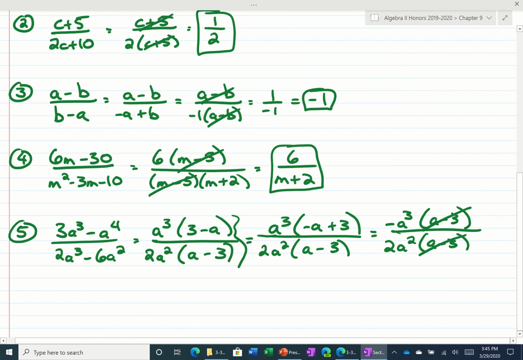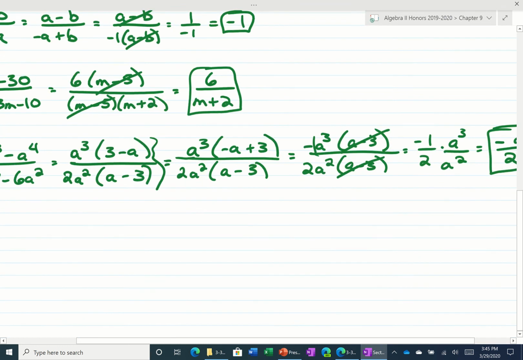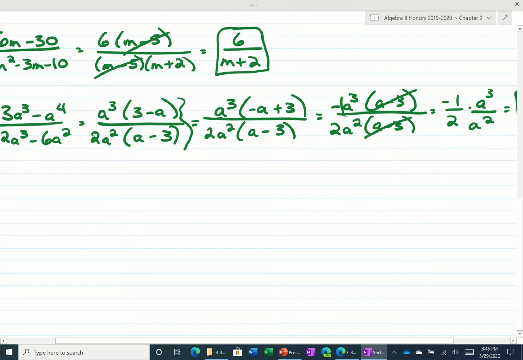So we just really factored. That's the main idea. We keep going back to that. And actually, at this point, we have -1/2 times a to the third over a to the second, which would just be 3 minus 2 is 1. So -1/2 times a is just -1a over 2. You don't have to put the 1 if you don't want. So that should take care of those kind of problems.